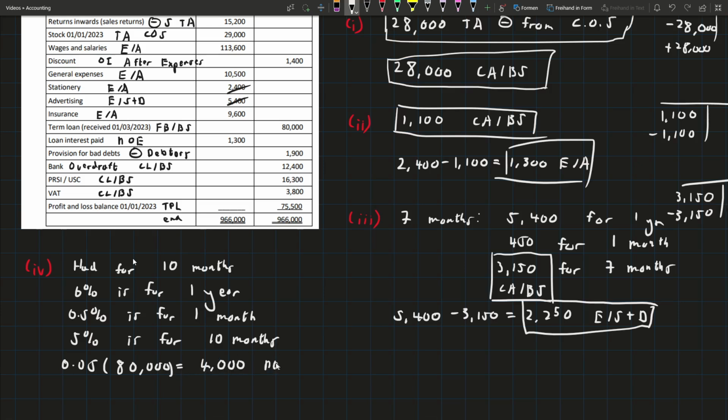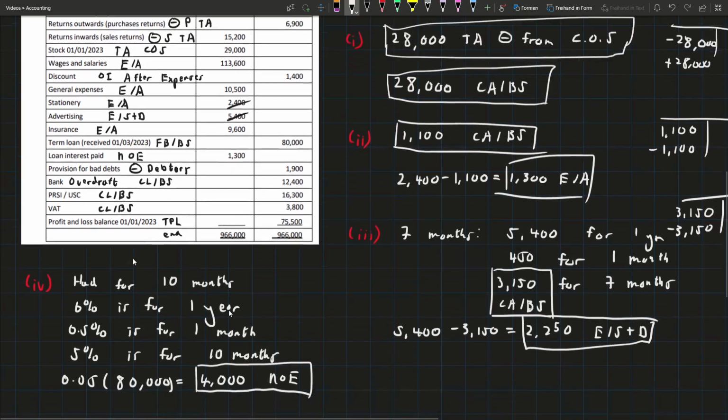And this is an expense, okay? So we say it's a non-operating expense. Again, for some reason, they just put it at the end. It's not really to do with administration or selling and distribution. It's kind of separate. It's kind of to do with the finances of the company.